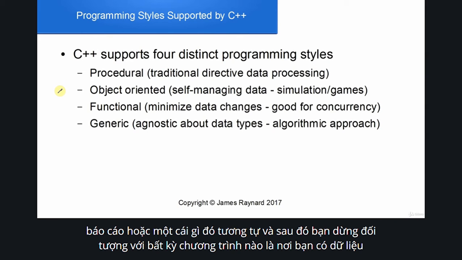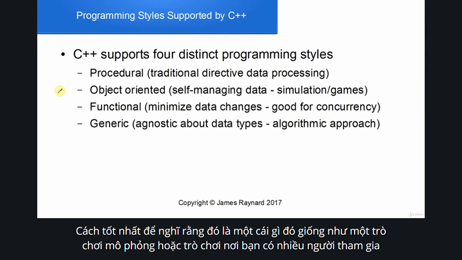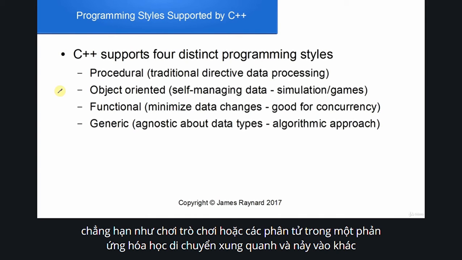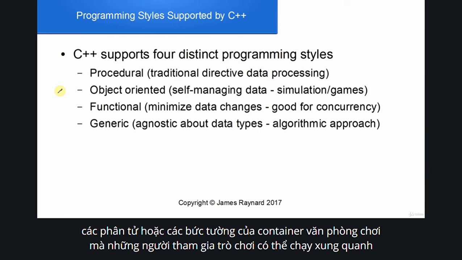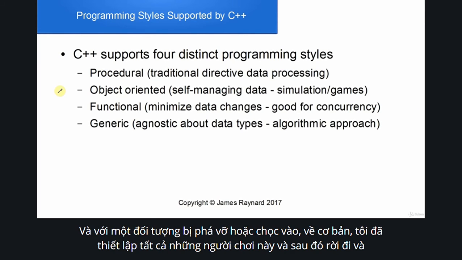Object-oriented programming is where you have data that manages itself. The best way to think of that is something like a simulation or game where you have various participants, such as players in the game or molecules in a chemical reaction that move around and bounce into other molecules or the walls of the container. The participants in the game can run around and shoot each other and crash into the walls and so on. And with an object-oriented program, you basically set up all these players and then let them go off and do their own thing.